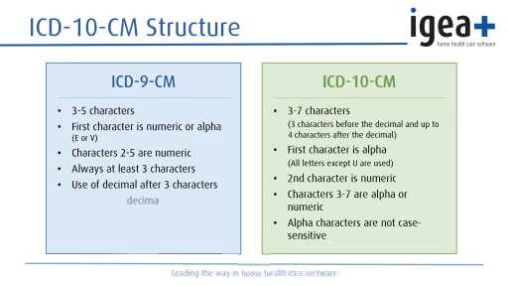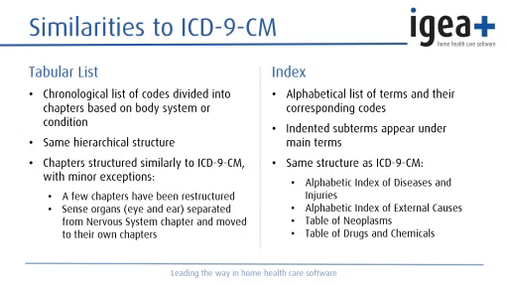All right, now let's review the similarities. When it comes to the tabular list, in both code sets, we're going to have a chronological list of codes divided into chapters based on the body system or condition code. Both code sets have a hierarchical structure. ICD-10-CM chapters are structured similarly to ICD-9-CM, with a few exceptions. A few chapters have been restructured, and the sense organs have been moved from the nervous system chapter to their own chapters.